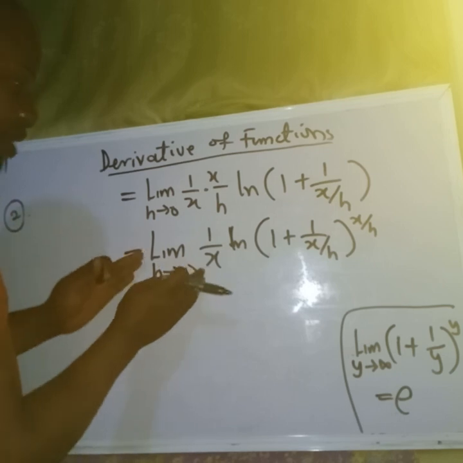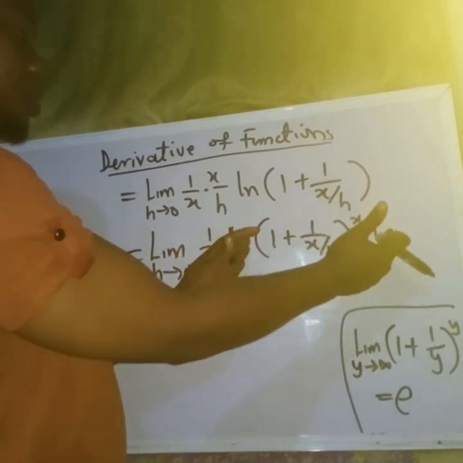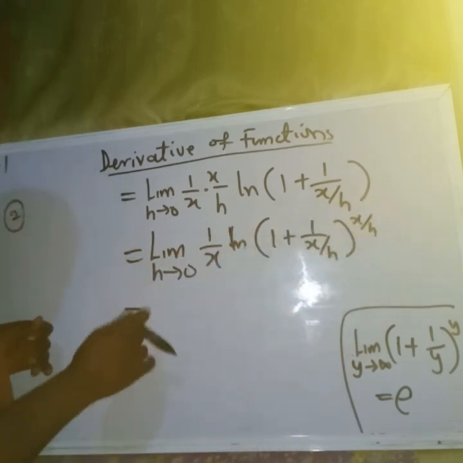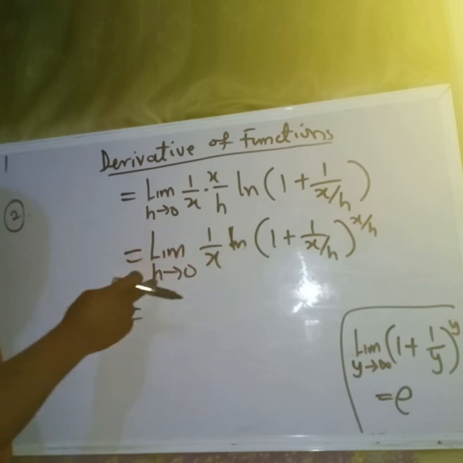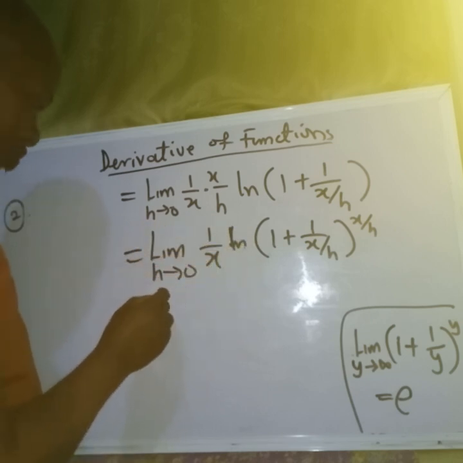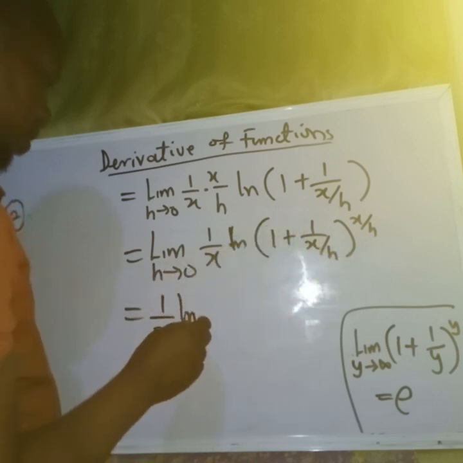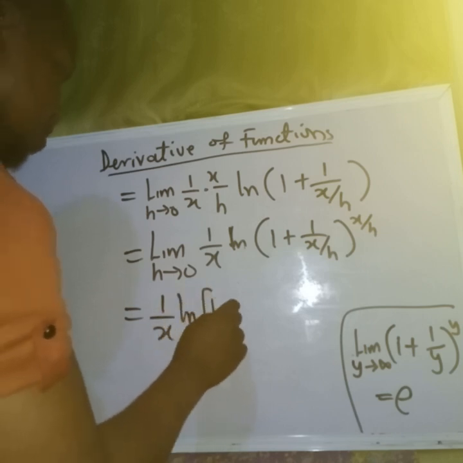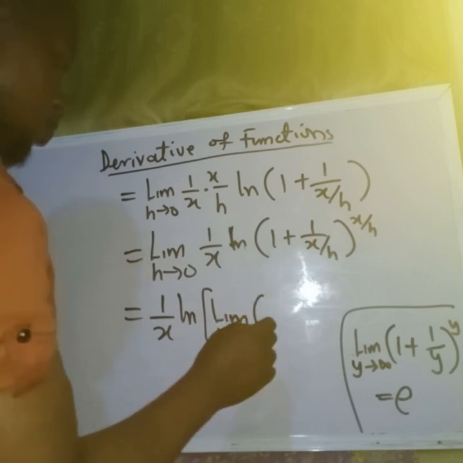If this limit affects this term here, the whole of this term becomes... this limit will not affect 1 over x, since 1 over x is independent of h, so we can bring 1 over x out. So this limit goes to this term directly. So this will be the limit as h goes to 0.